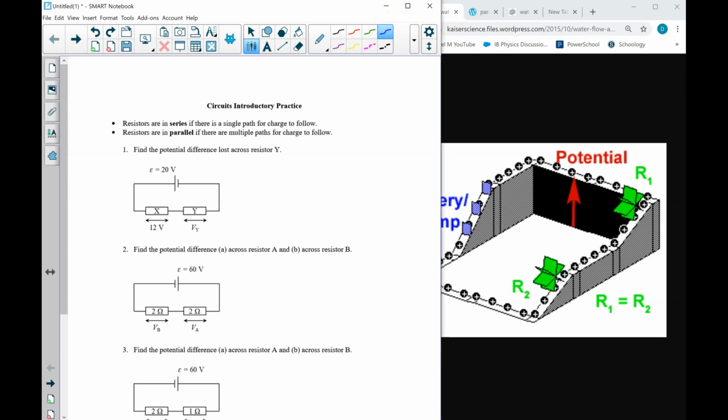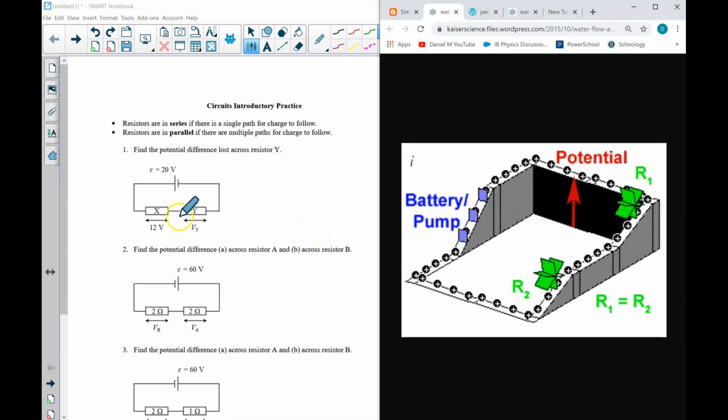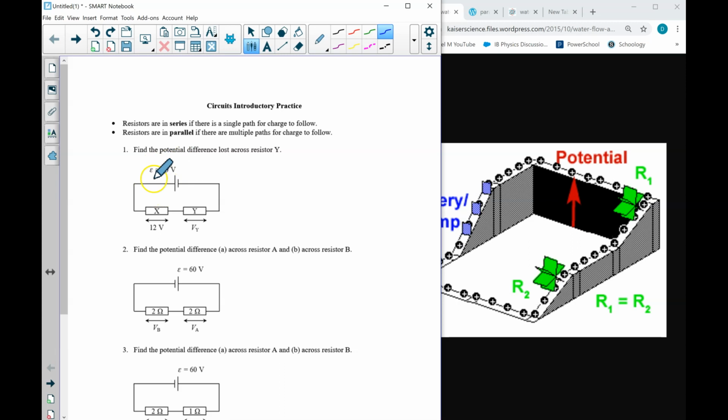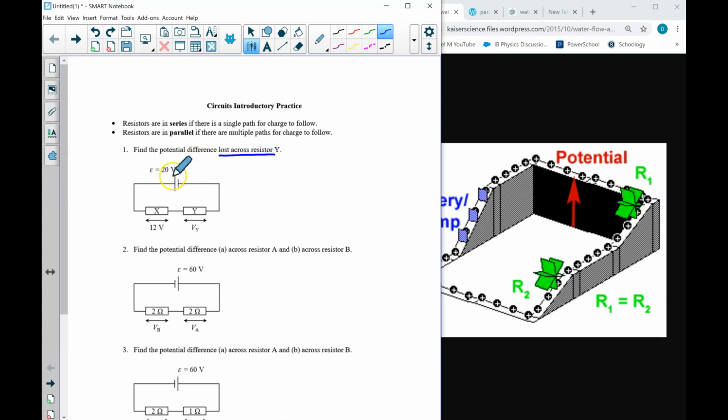We are going to solve some preliminary or introductory problems on circuits just to get a feel for how it works. And I've got some animations to help me out. Number 1, find the potential difference lost across resistor X. The battery gives charges 20 volts of potential difference.